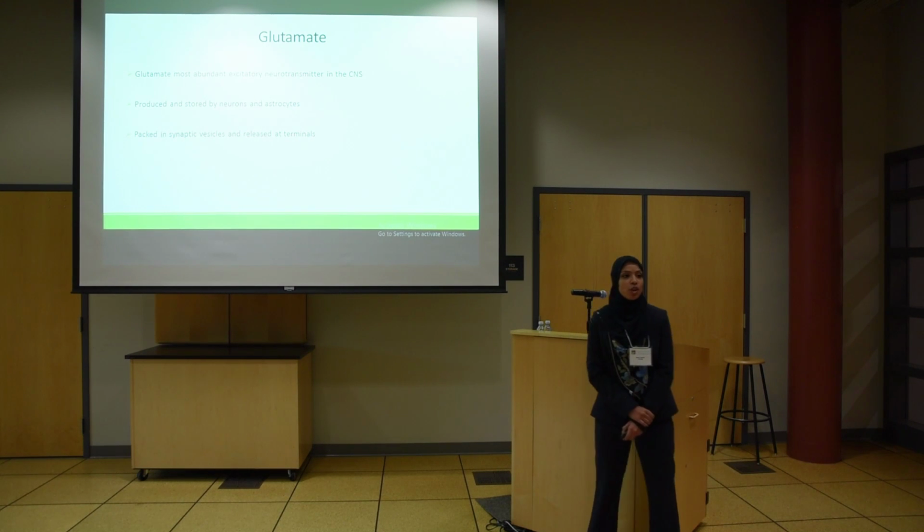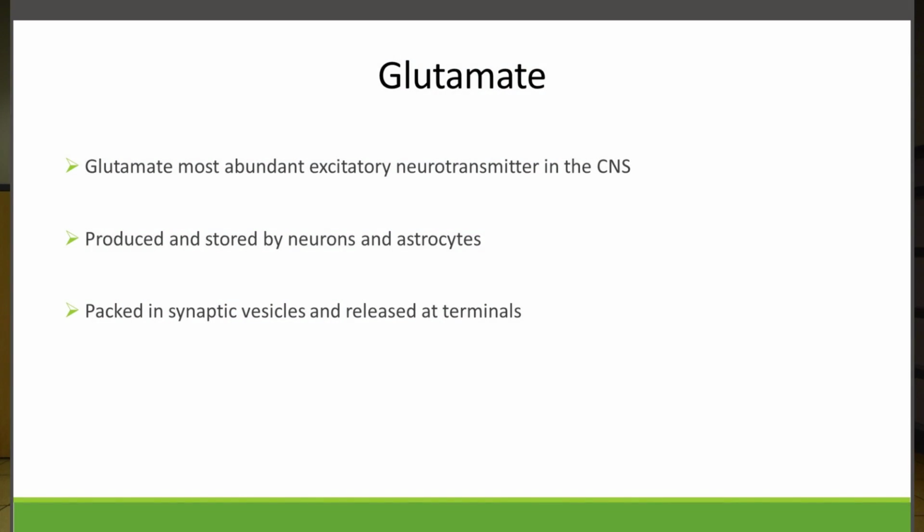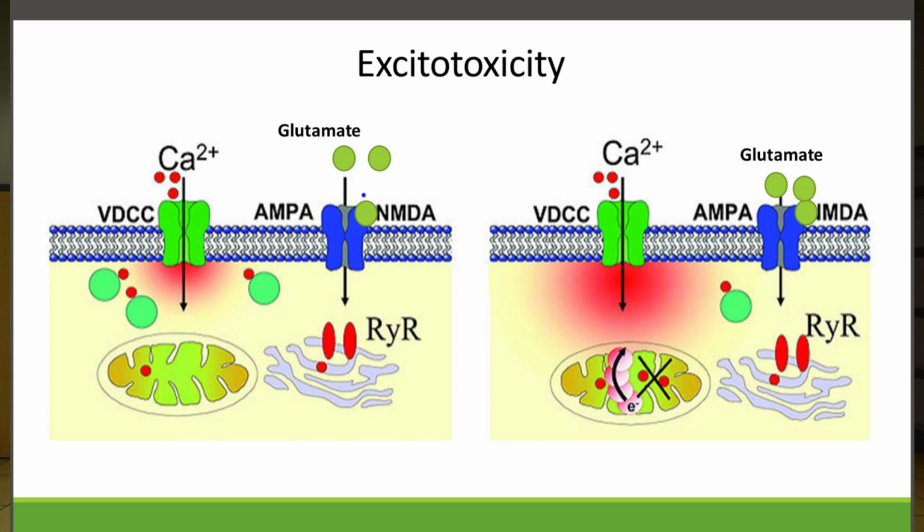So just a little overview on glutamate. Glutamate is the most abundant excitatory neurotransmitter found in the central nervous system. It is stored and released by both neurons and astrocytes, and is released at the synaptic terminals. So if there's an excess of glutamate, that can cause overstimulation of these AMPA or NMDA receptors, which will cause an influx of calcium.